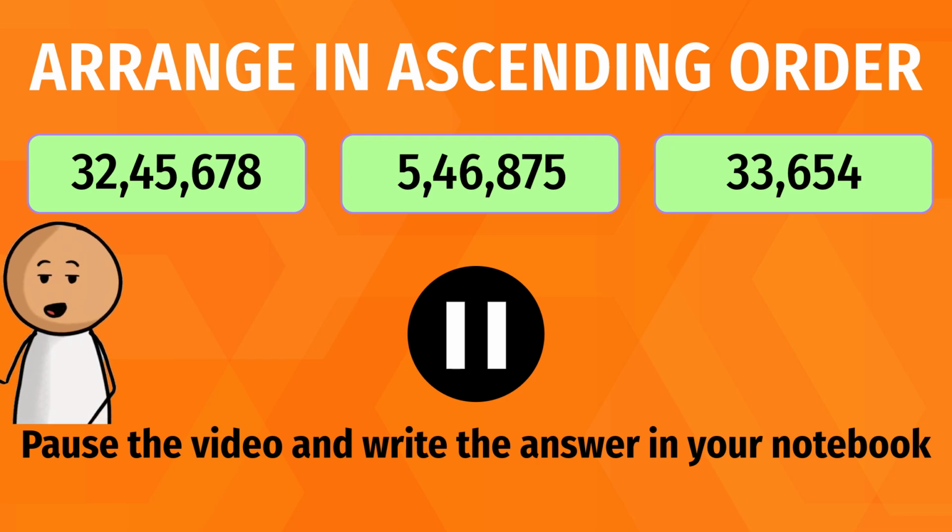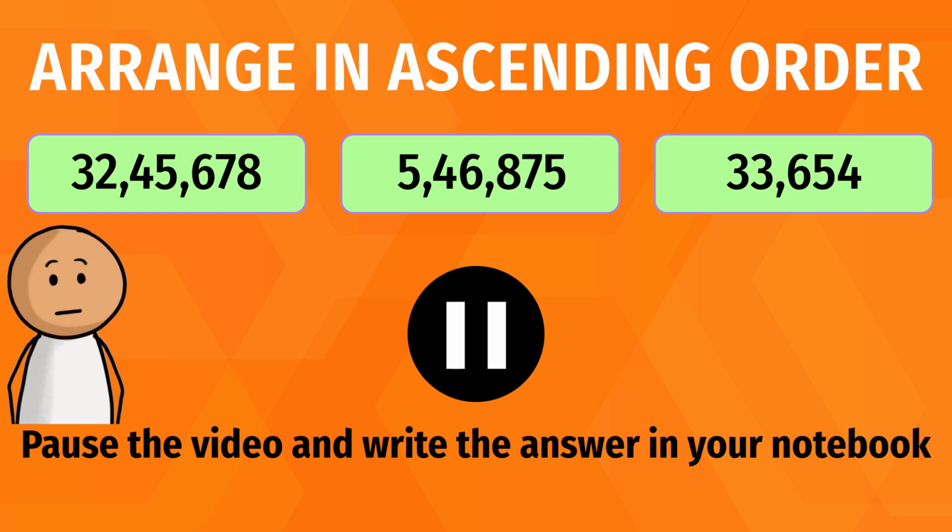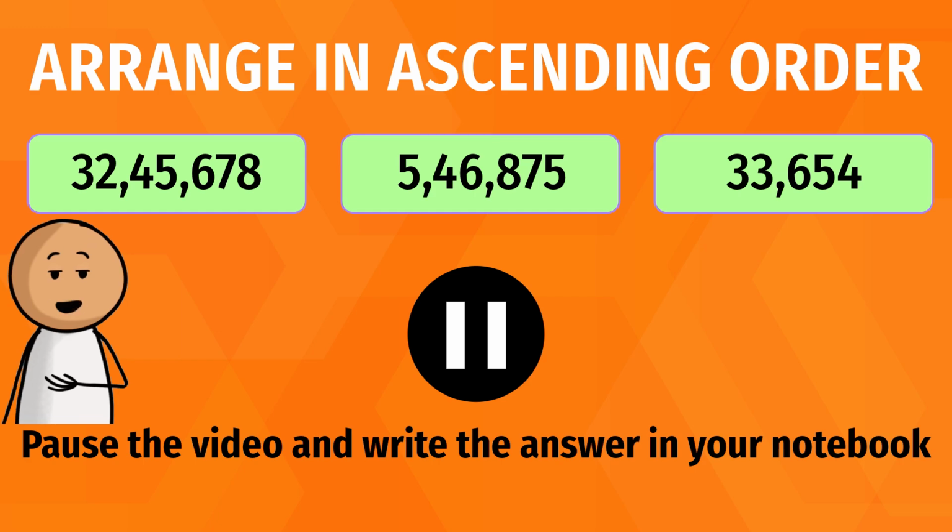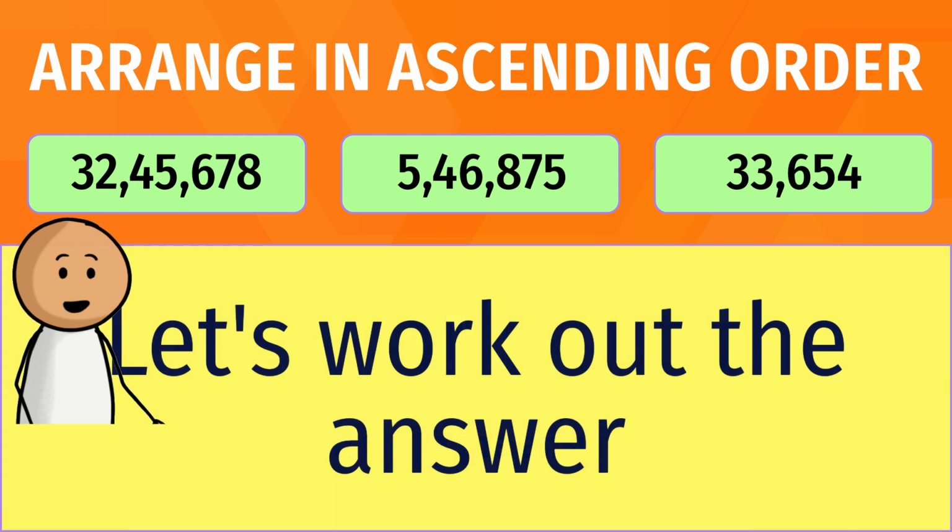Arrange the following numbers in ascending order. Ascending order is increasing order, smallest to biggest. Let's work out the answer.